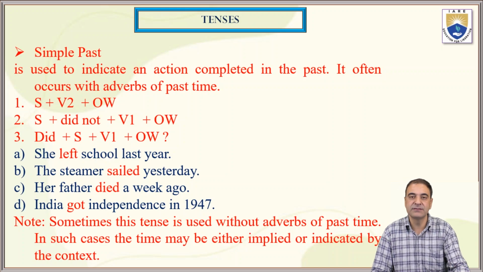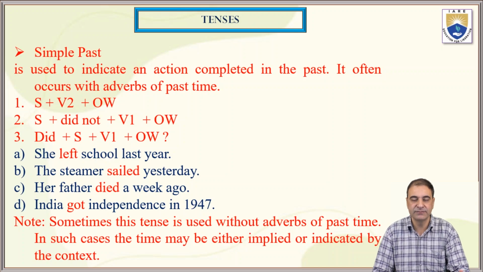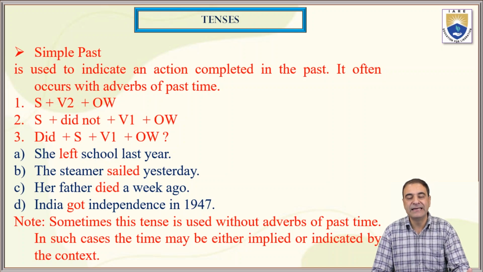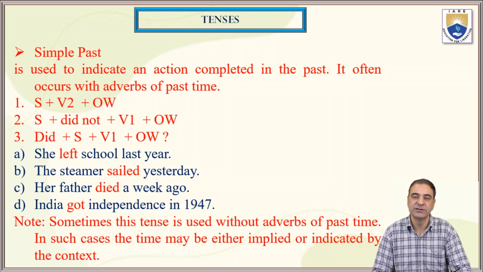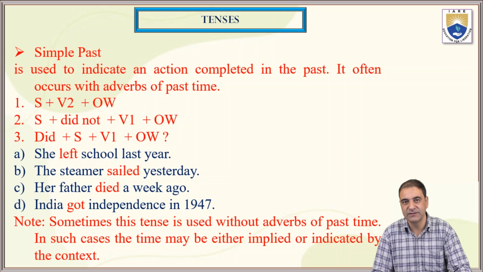And here the main structure is subject plus verb in second form plus other words. That's the structure for a statement. And how do we make questions? It is did plus subject plus verb in first form plus other words. And how do we make negatives? For negatives, the structure is subject plus did not plus verb in first form plus other words.